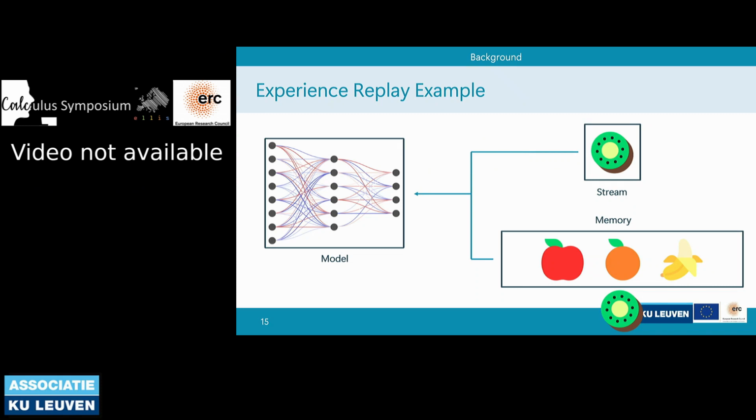Here is an example. We assume that in the past the model has seen images of apples, oranges, bananas, and a few examples of kiwis, and at the moment it only observes kiwis from the stream. Let's assume that we receive 5 new observations of images of kiwis from the stream. We would sample the same amount, so 5 images from the memory uniformly at random, and we would combine them. We would combine the 5 plus 5 into a mini batch of 10, and we would feed them to the model to perform one training step.